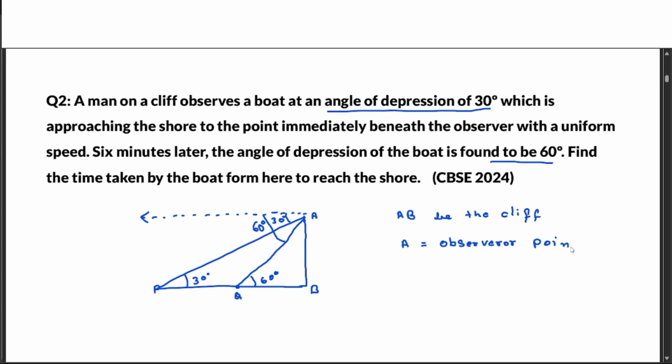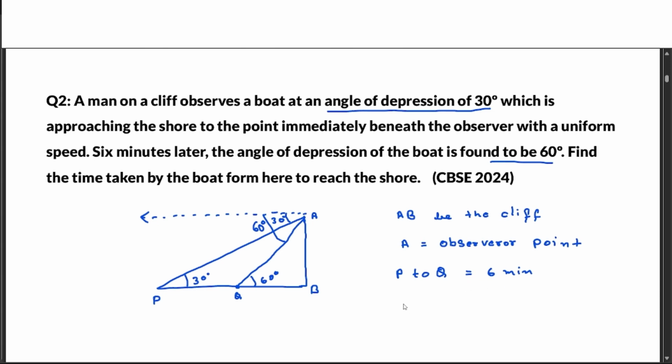Now, initially the boat is at P, and to reach Q, how much time is it taking? From P to Q, it is taking 6 minutes. So from P to Q, that is taking 6 minutes.